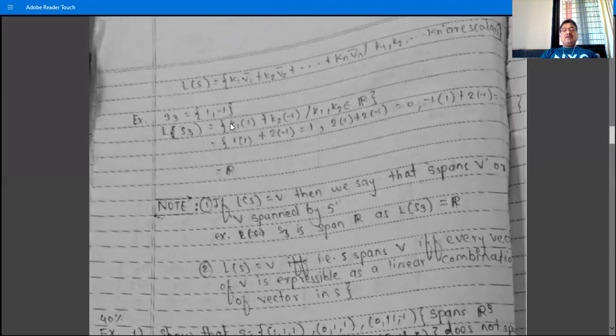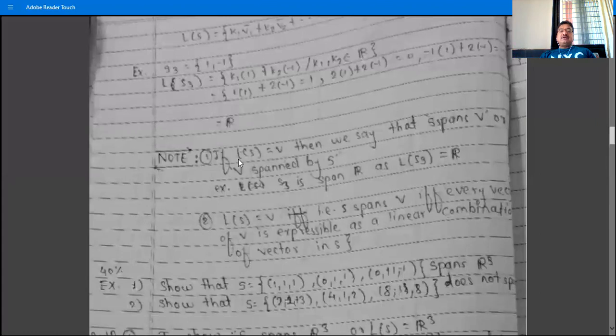If you take S3 as the singleton {1}, then also we get L(S3) as the set of real numbers R, because these are the scalar multiples of 1. If S3 is the singleton {1}, then L(S3) is {k1 into 1 such that k1 belongs to R}, that is, all the multiples of 1. Suppose k1 is 0, then we have the 0 element. If k1 is 1/2, then we have the 1/2 element. In this way, we have all real numbers.